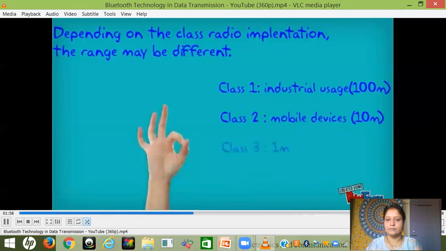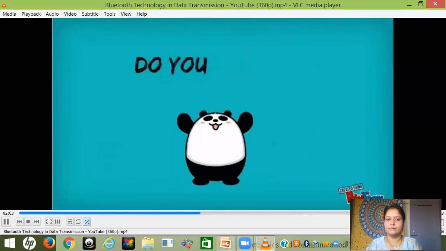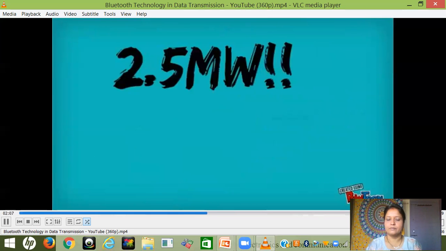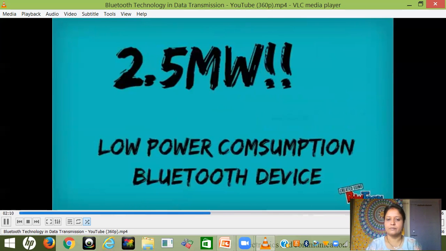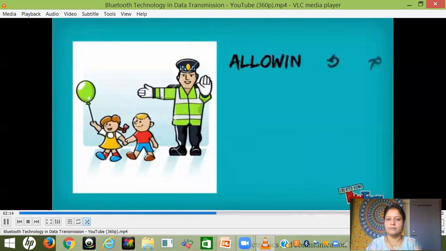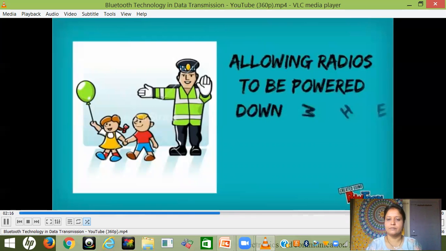And Class 3 reaches 1 meter, which is just 3 feet. Do you know how much power Class 2 radio used? It is only 2.5 milliwatt, so it can be set as a low power consumption Bluetooth device. This is reinforced in the specification by allowing radios to be powered down when inactive.